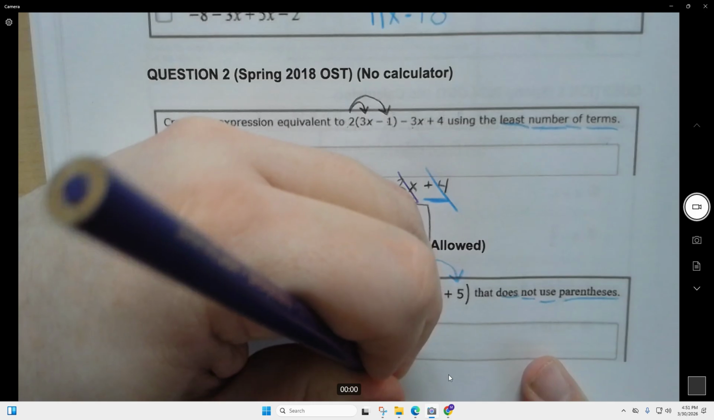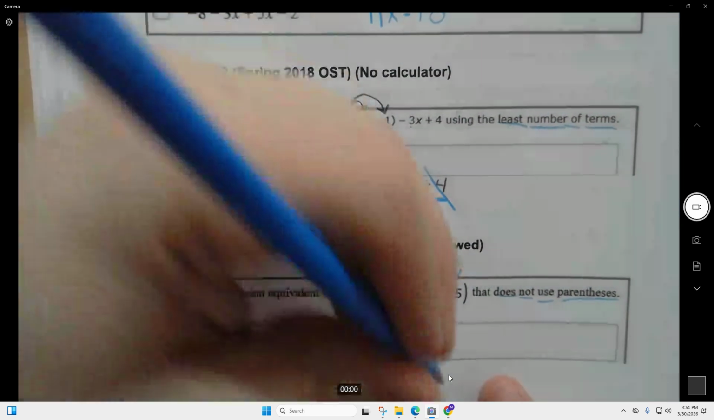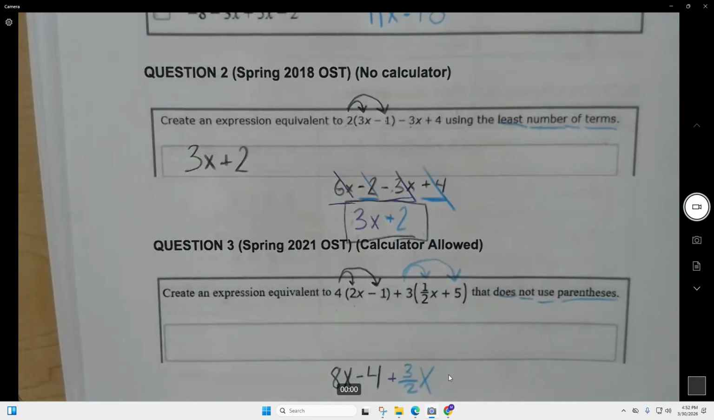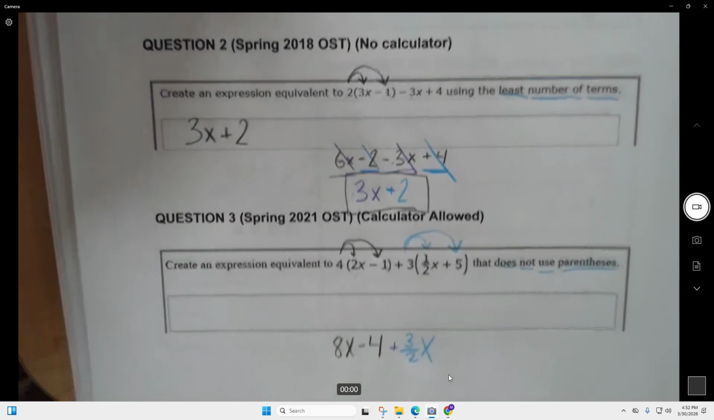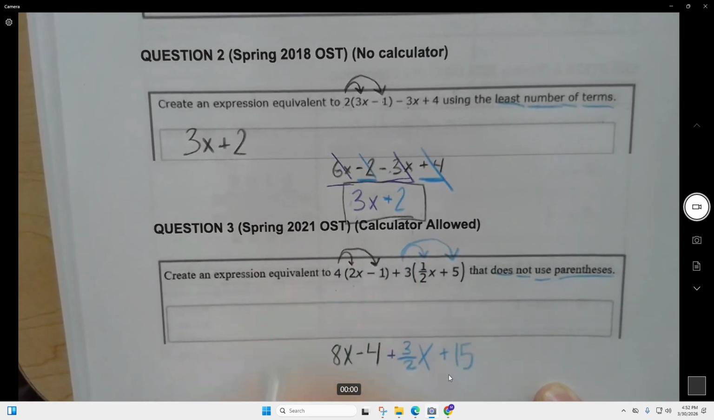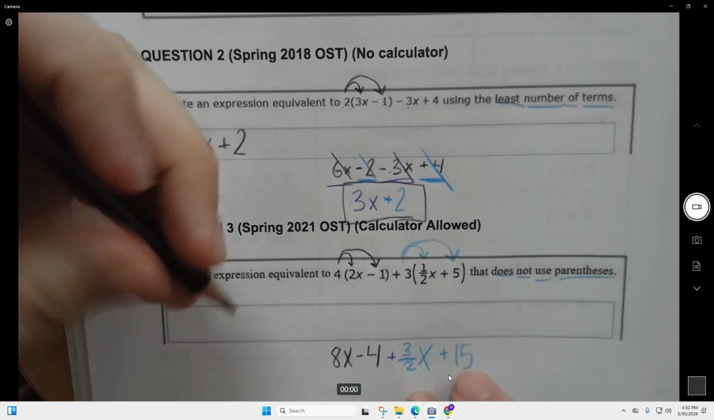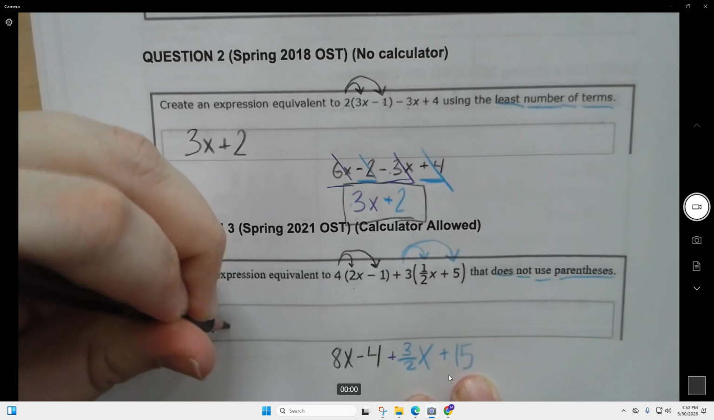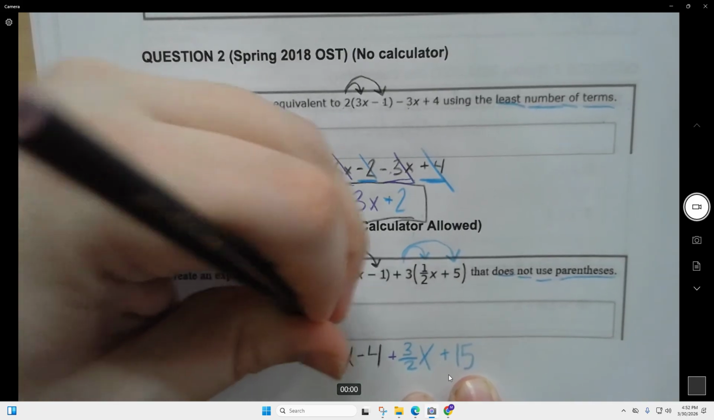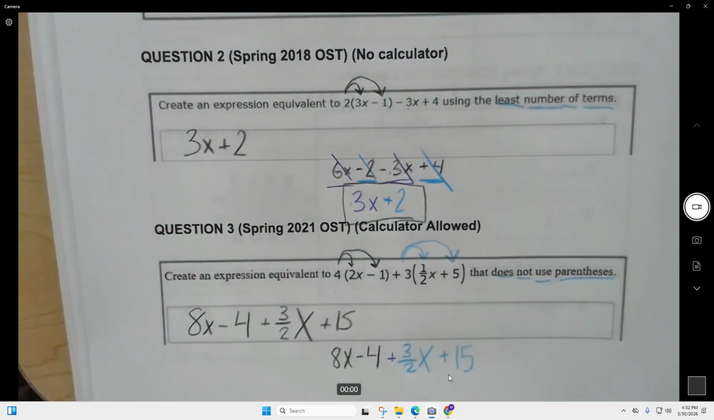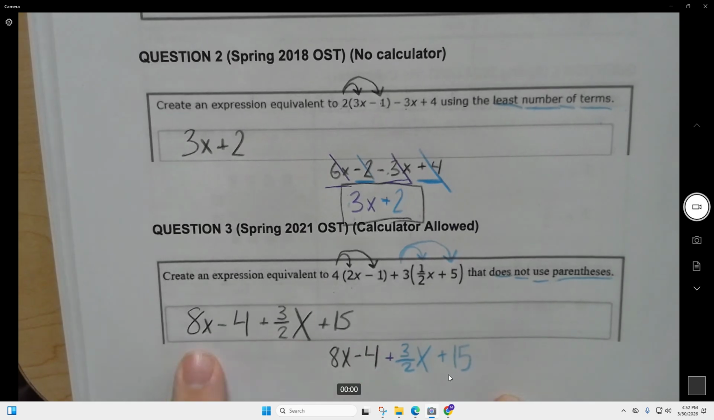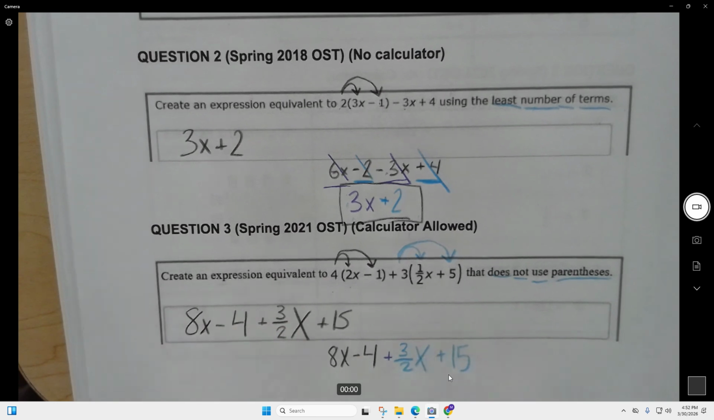You don't really want to have a mixed number as a coefficient for a variable. It's much preferred if you leave it as an improper fraction. 3 times 5 is 15. And at this point, you're done. 8x minus 4 plus 3/2 x plus 15. That's your answer. Why? Because all it needs is to not have parentheses. Does this have parentheses? No, it doesn't. So you're done.